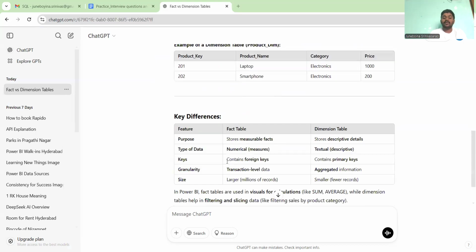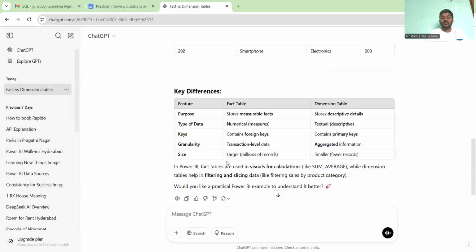After analyzing all this information, you must know some basic points about fact and dimension tables. Fact table contains foreign keys, while dimension table contains primary keys. Primary keys don't allow duplicate values, but foreign keys allow duplicate values. Fact table contains millions of records. Dimension table has less data. The data presented in the fact table is high. The data presented in the dimension table is low.